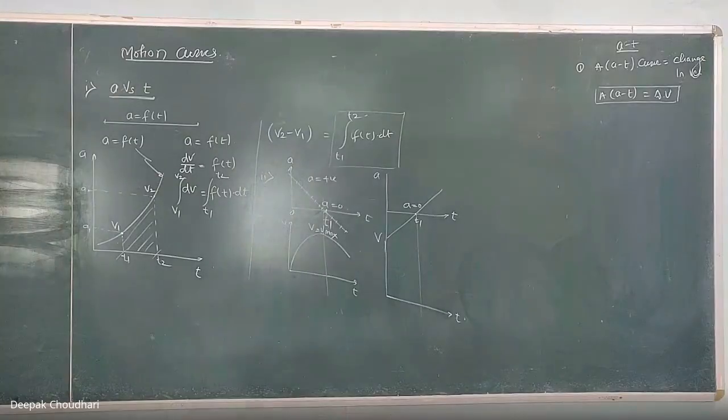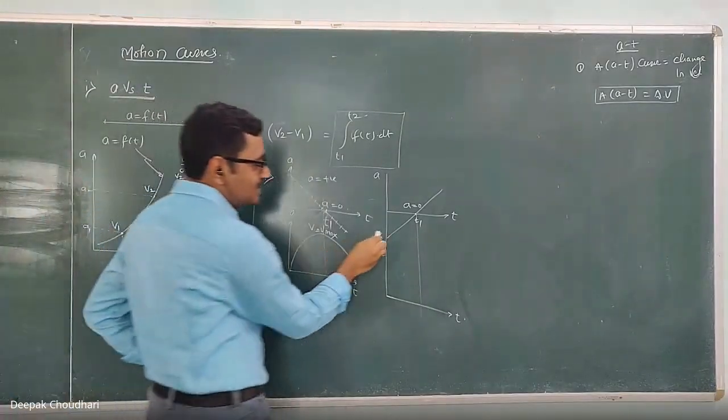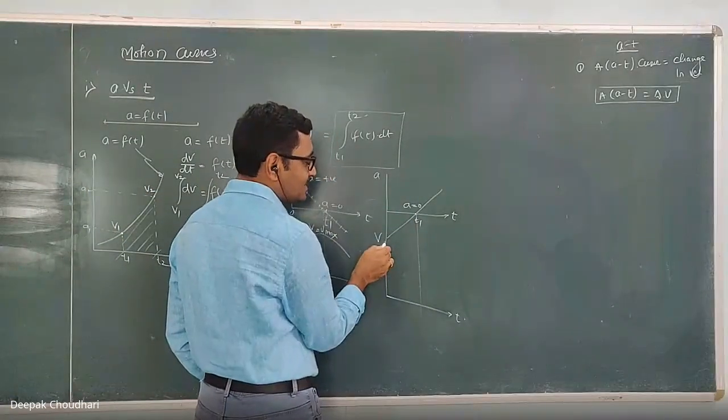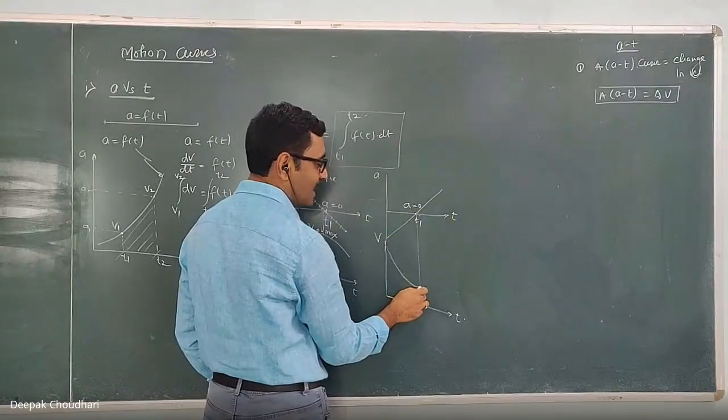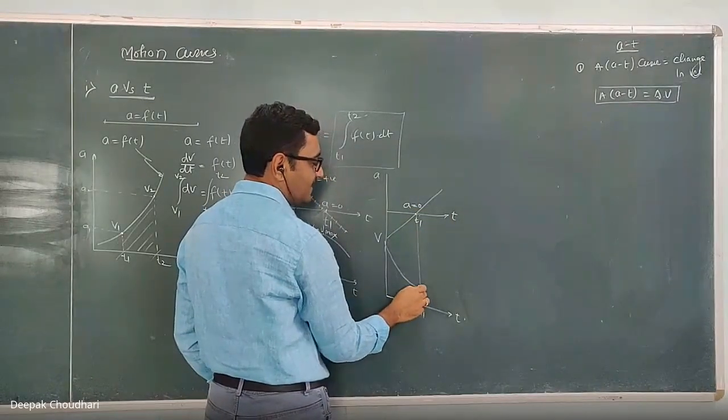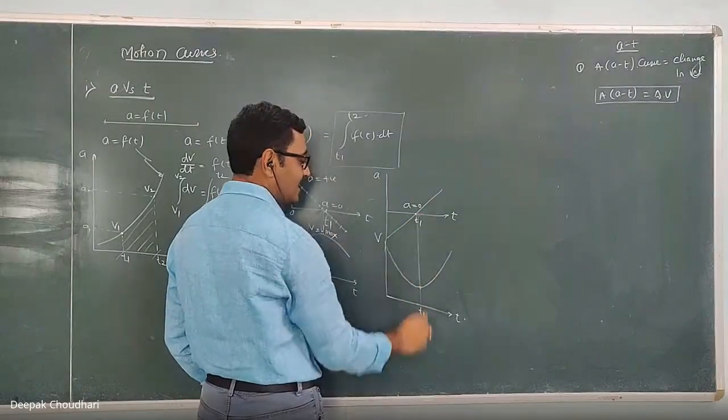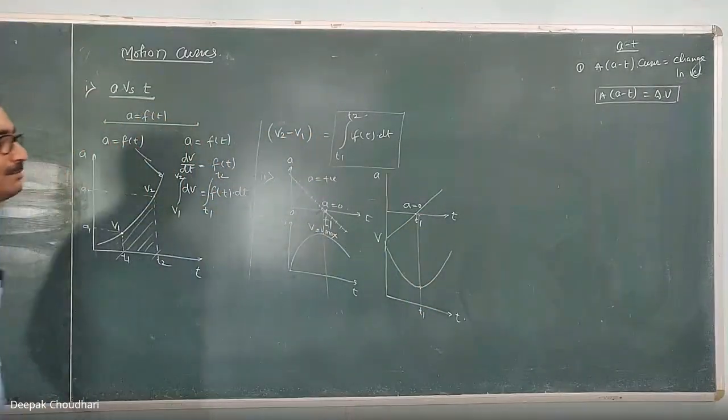Here the velocity will be minimum. Because initially there is a negative acceleration. Negative acceleration means the velocity goes on decreasing. And after that positive acceleration means after this time t1, the velocity goes on increasing. So at this time the velocity will be minimum.